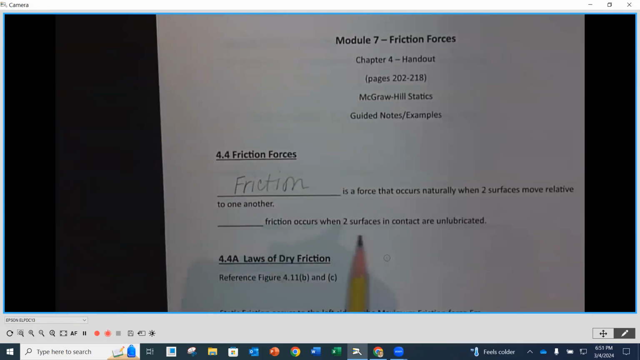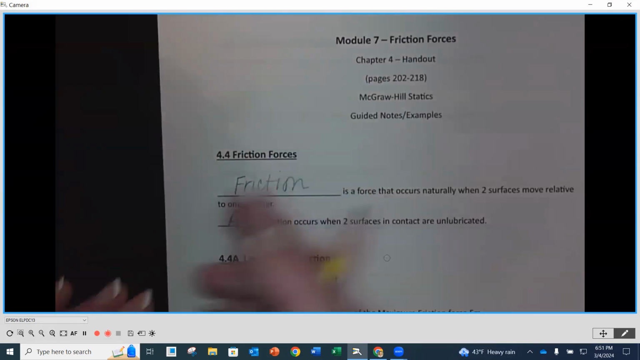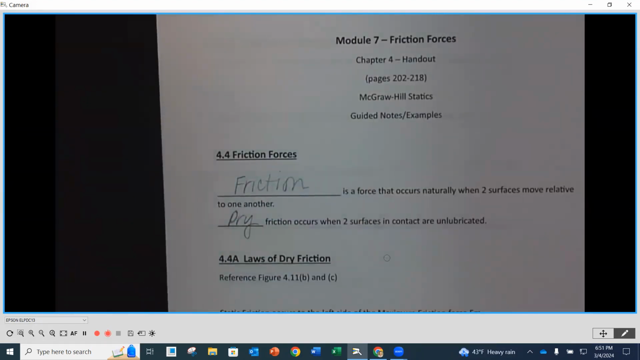Now, when we have two surfaces that are in contact that are unlubricated, it's called dry friction. Dry friction. That's going to be the type of friction that we're going to be dealing with here in this chapter. We aren't going to be dealing with lubrication and trying to minimize it. We're just going to be dealing with when we have it available or when it's there, how does it affect the forces that are acting on bodies.